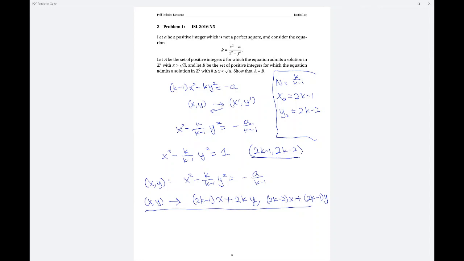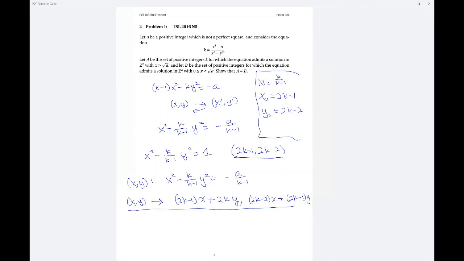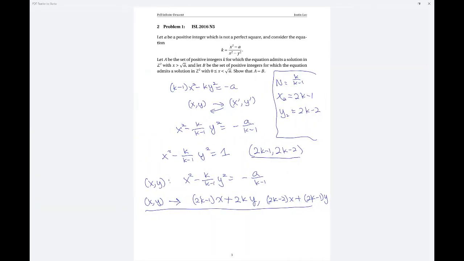Okay, so we've handled this, so now we know that B is a subset of A. We know that whenever k has a small solution, k has a large solution. Now we have to do this in reverse. So what about the reverse? Should I do a new page? Yeah, let's do a new page. Okay.